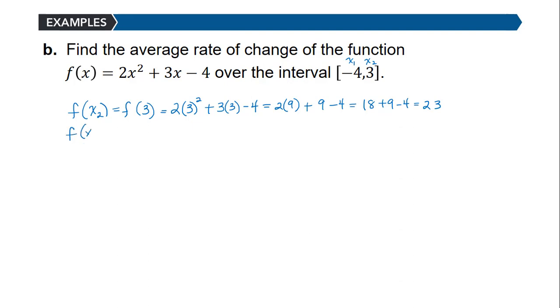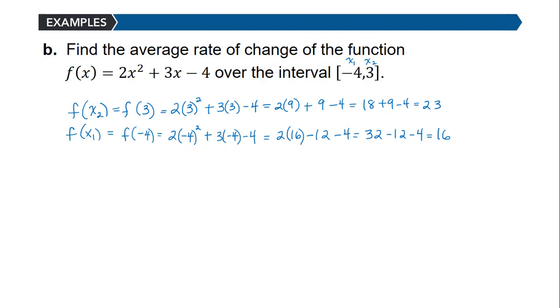Then the f of x sub 1 is f of negative 4. This becomes 2 times negative 4 squared plus 3 times negative 4 minus 4. Squaring first, we get 2 times 16, and then 3 times negative 4 is minus 12, and then minus 4. So that's 32 minus 12 minus 4, which is 20 minus 4, or 16.